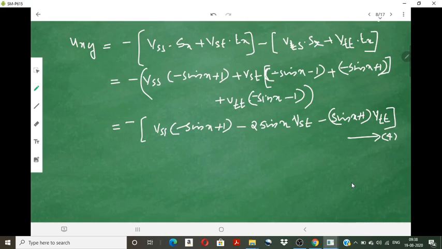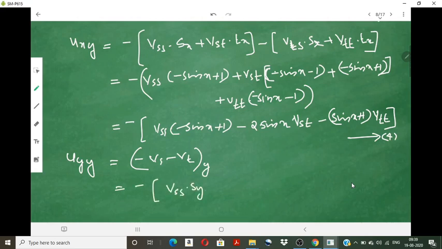Now Uyy we have to find. Uyy is minus, minus Vs minus Vt with respect to y. So this is minus of Vss into Sy plus Vst into Ty plus Vts into Sy plus Vtt into Ty.